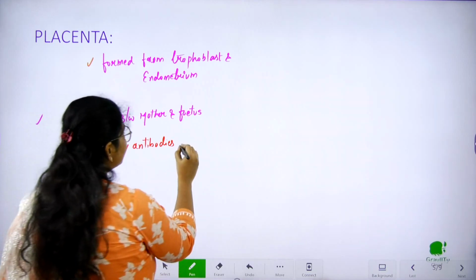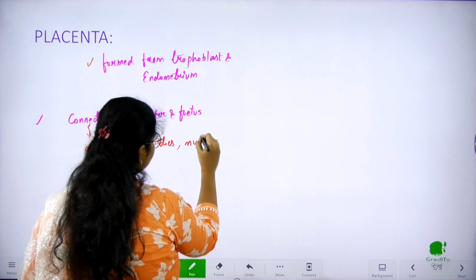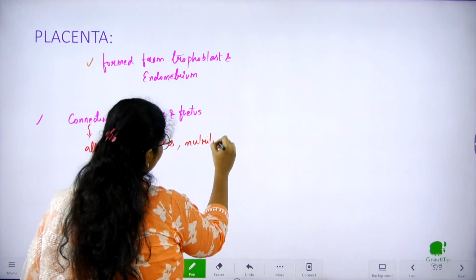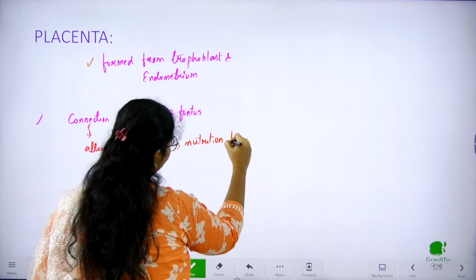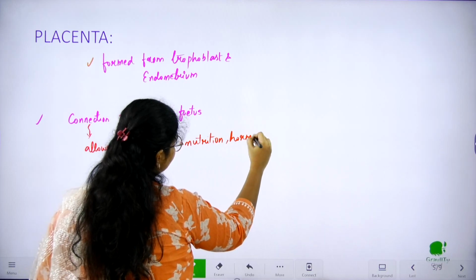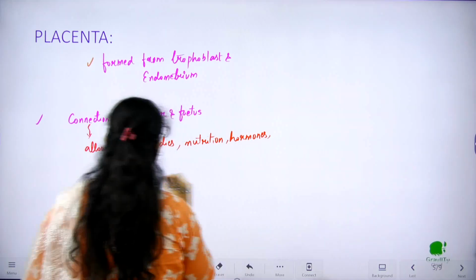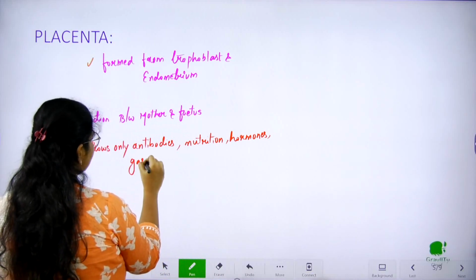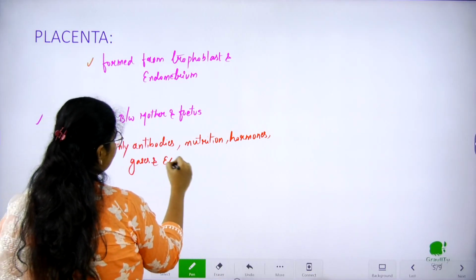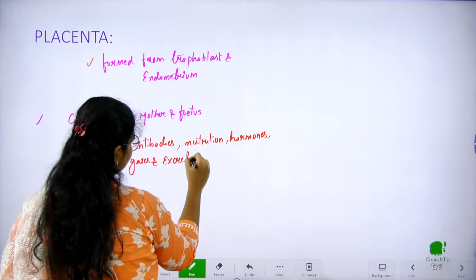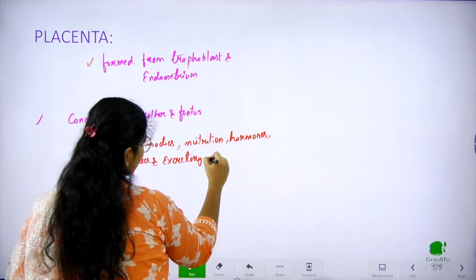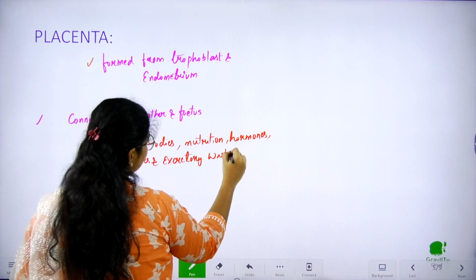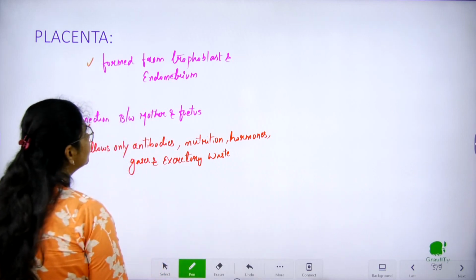So few types of antibodies, nutrition and hormones also, as well as gases and excretory waste, like ammonia related things. So these can pass through the placenta.